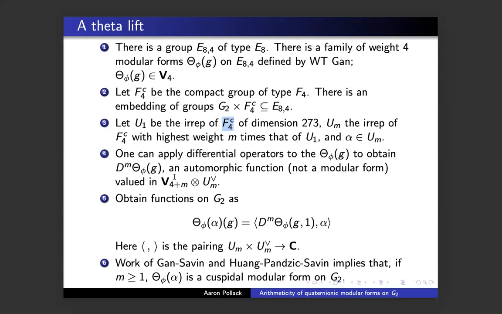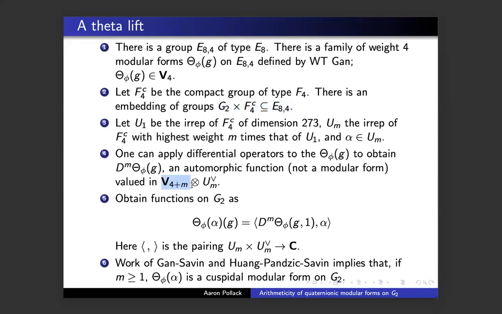So one thing you could do with this D upper M is, since it's valued in this representation V4 plus M tensor UM check, I can pair it with an element alpha in UM. So I take alpha to be in UM, and I kill off the UM check, and I get something valued in V4 plus M. So this is going to be my function on G2. So I take G in G2, I embed it inside of E8 like so. I differentiate this theta function M times to get an automorphic function on E8, I plug in G, and then I pair with my alpha in UM, and I get a function on G2, which is valued in V4 plus M.